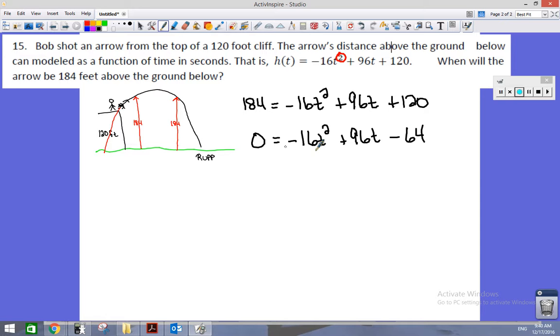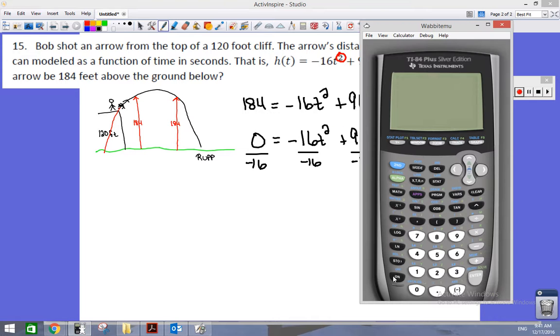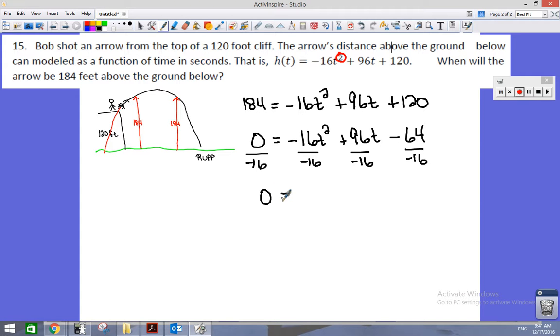And I notice that all of these are divisible by 16. So actually I'm going to divide them all by negative 16 just to get a positive leading coefficient. At least I think they're all divisible by 16. What's 96? Yeah, 6, right? So I don't see this factoring, because I can't come up with two numbers that multiply together to give me positive 4 and add up to negative 6. So I'm going to use the quadratic formula.